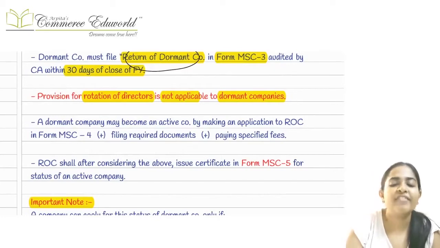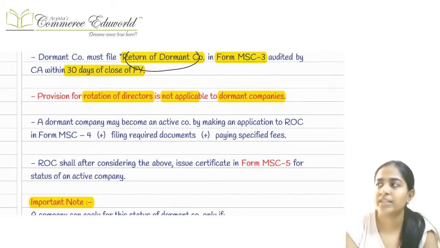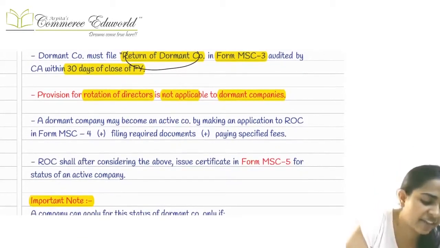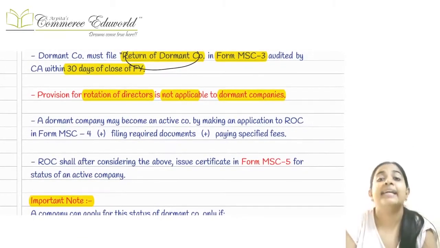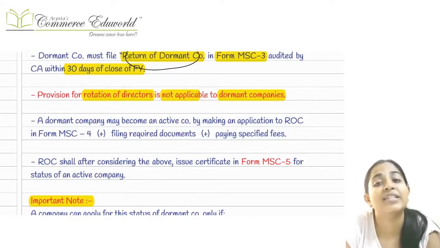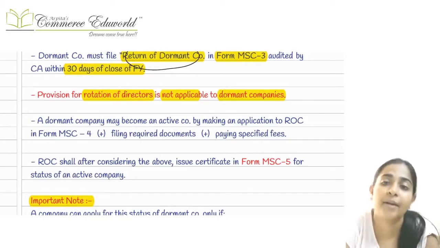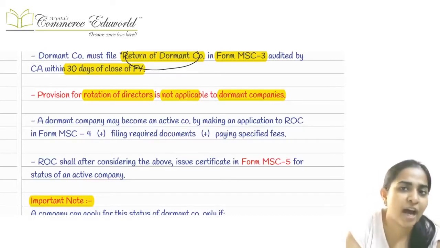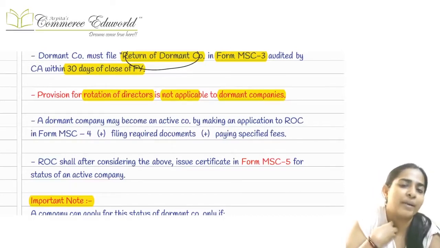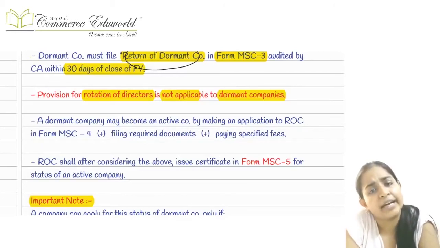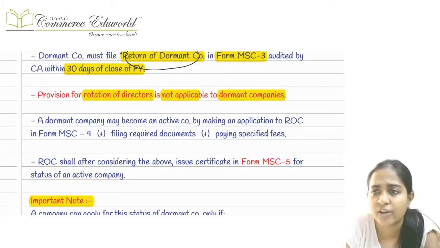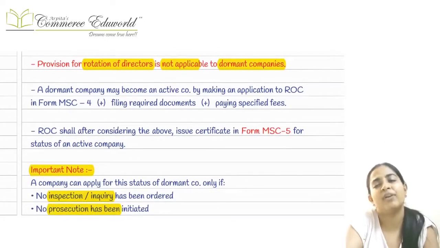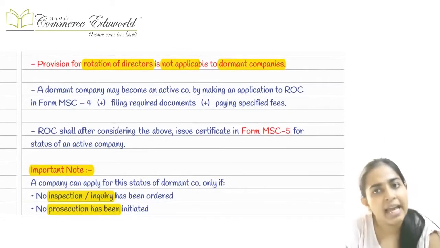Now, till now we were simply making an application to the ROC asking it to treat us as a dormant company. Similarly, if we haven't filed our financial statements or annual returns for the last 2 years, the ROC can also put our name in the register of dormant companies after giving us a reasonable opportunity of being heard. So if you fail to make an application, the ROC can simply do that.